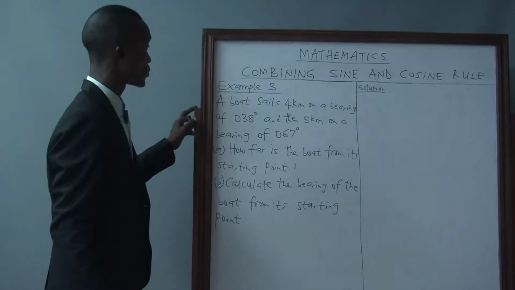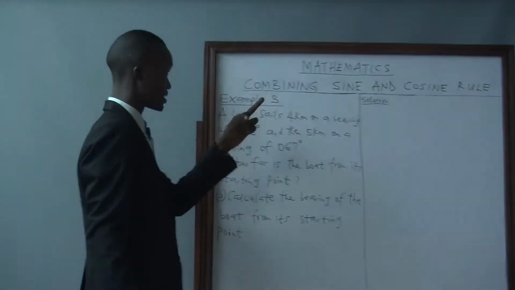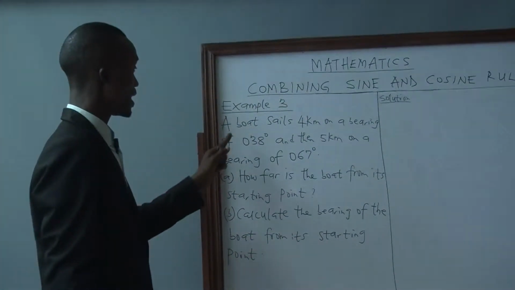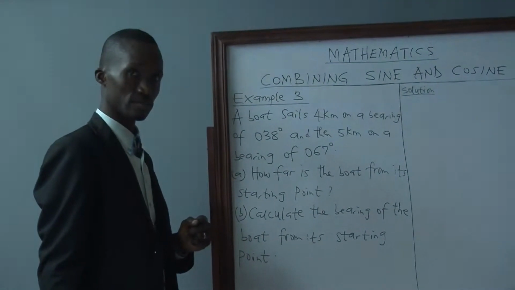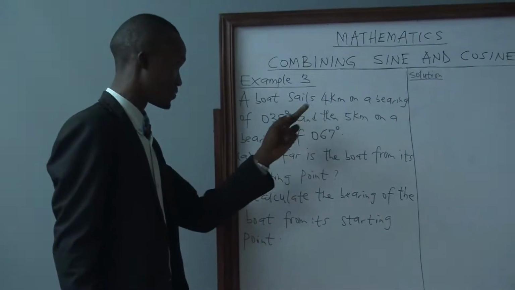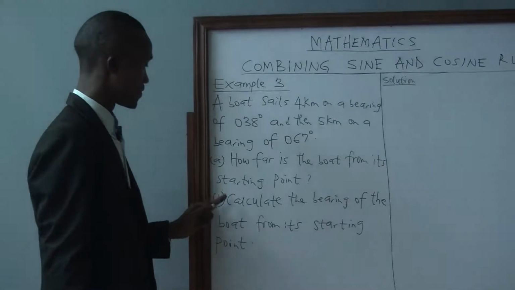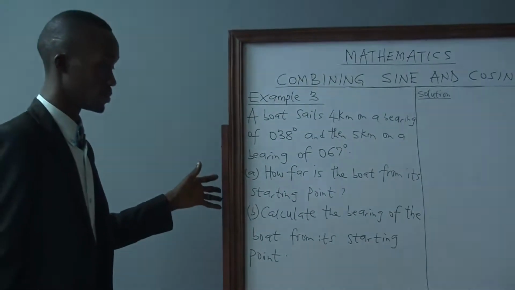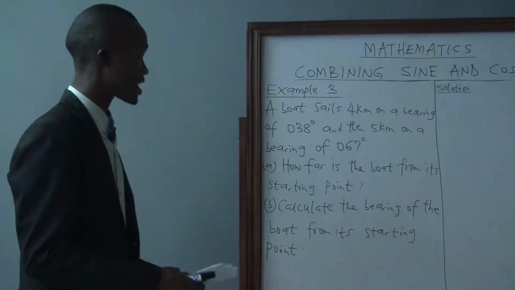So we have this third example also on combining sine and cosine rule. We are looking at the application to bearing and distance. So we have this third example which says a boat sails 4 kilometers on a bearing of 038 degrees and then 5 kilometers on a bearing of 067 degrees. The questions under it say how far is the boat from its starting point, that is from where the boat started from. Then the second one says calculate the bearing of the boat from its starting point.